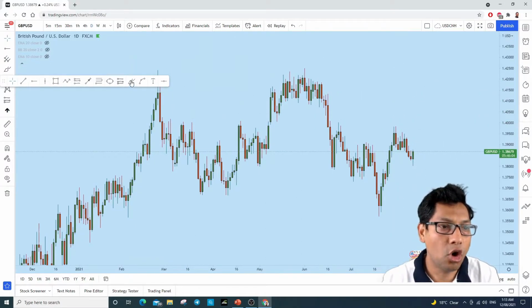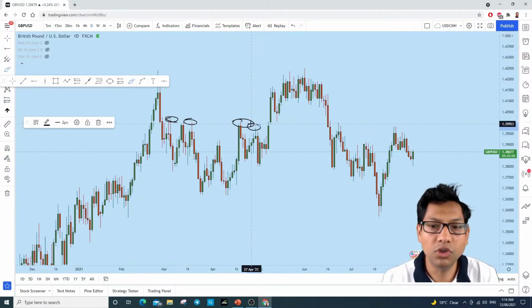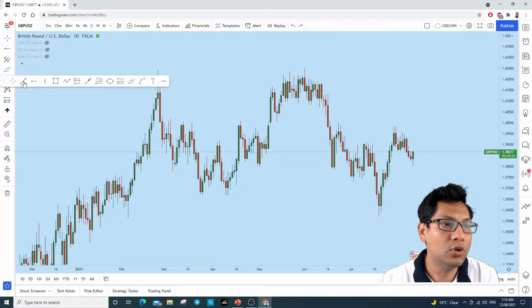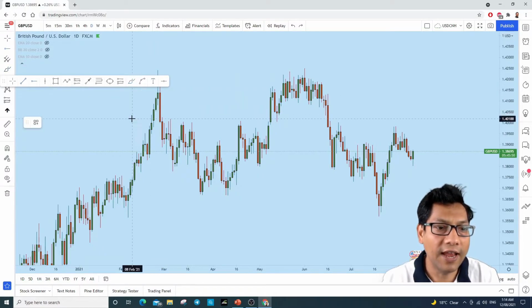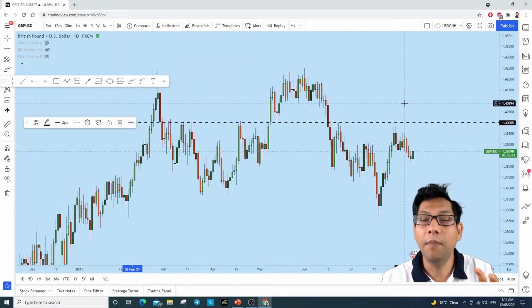See the top of this candle here, here, here. Every time the price came here, it bounced from this zone, right? So we can say this is a key level. To draw the key level, take a line and try to connect all the tops of the candles where the price has bounced from.